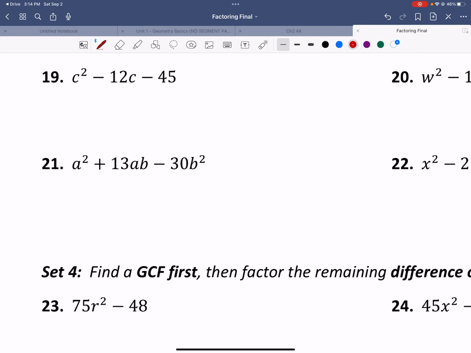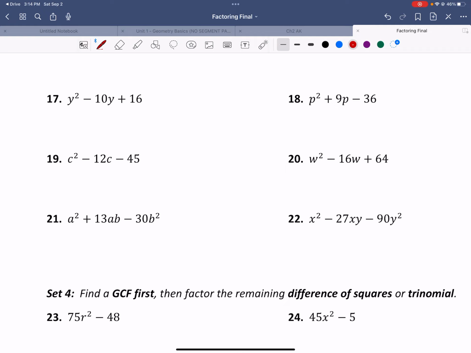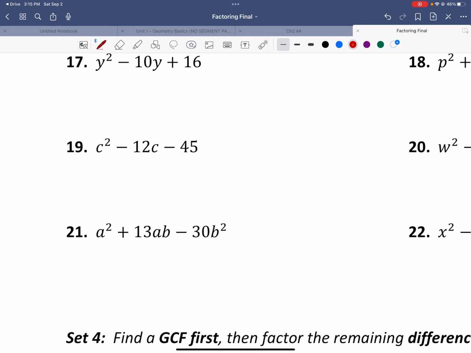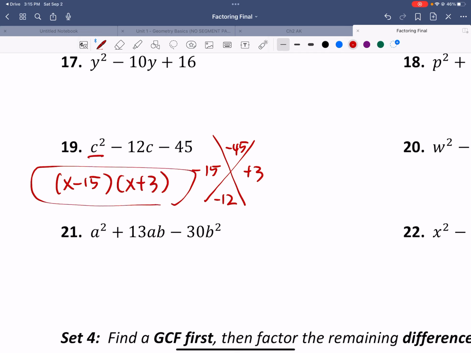Let me go over the 19 and 21, so that you can do 22. So C, this one is what? Negative 45 on the top, negative 12 on the bottom. What are the two numbers that give you this? Negative 15 and positive 3. So it's going to be x minus 15, x plus 3, and that's it. Although I actually had to use C, but who cares about that?